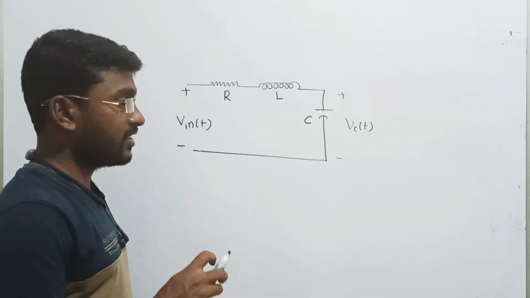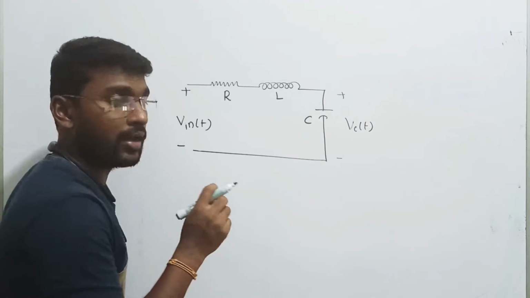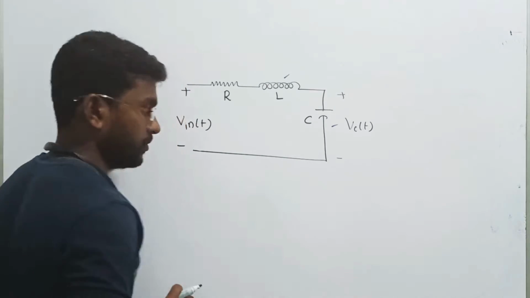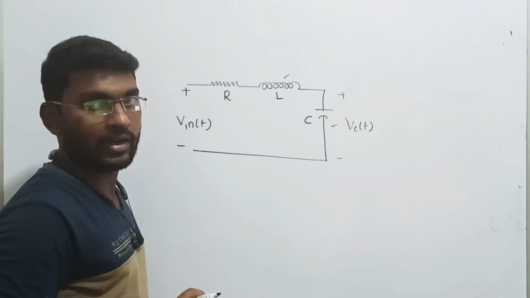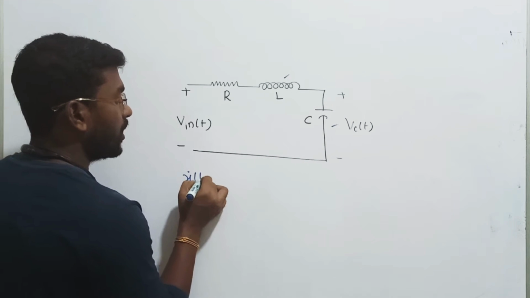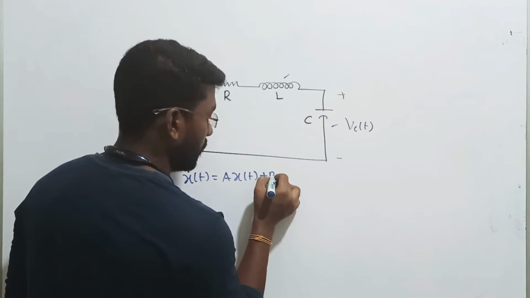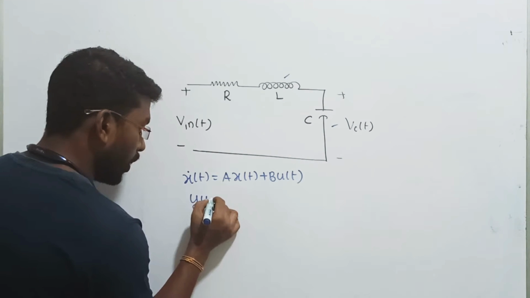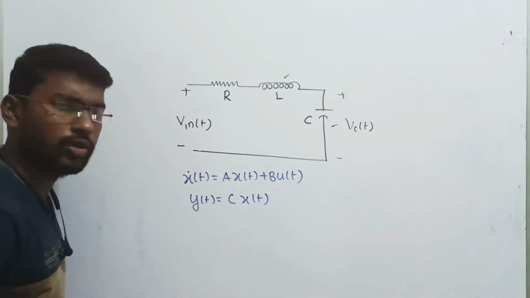In this model, first identify the number of storage elements: 1, 2, only two storage elements are there, the inductor and the capacitor. First write the general state equation, since the question asks for the state space representation of the given electrical network. The general representation is x dot of t equals A into x of t plus B into u of t. That is the first one. The second one is y of t equals C into x of t. The D term is going to be 0, we don't need to consider it.